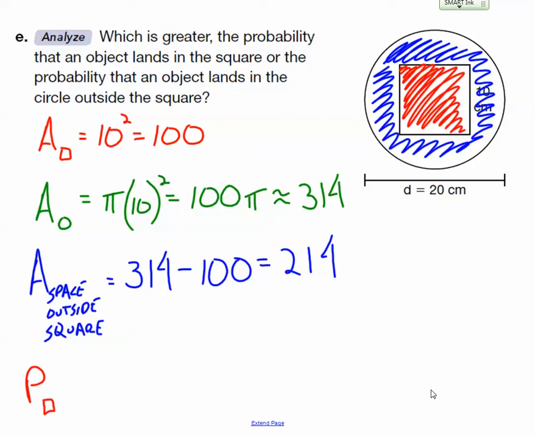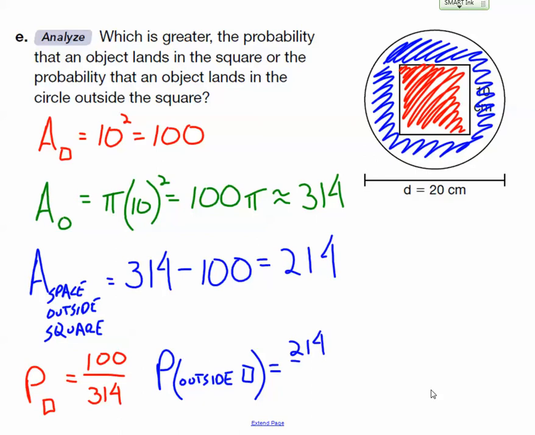So the probability that an object thrown in here will land in the square is 100 out of 314. The probability that it would land in the space outside the square, which by the way is the complement of that, is 214 out of 314. So which one's greater? Obviously, the probability that it'll land outside the square is greater, because 214 out of 314 is greater than 100 out of 314.